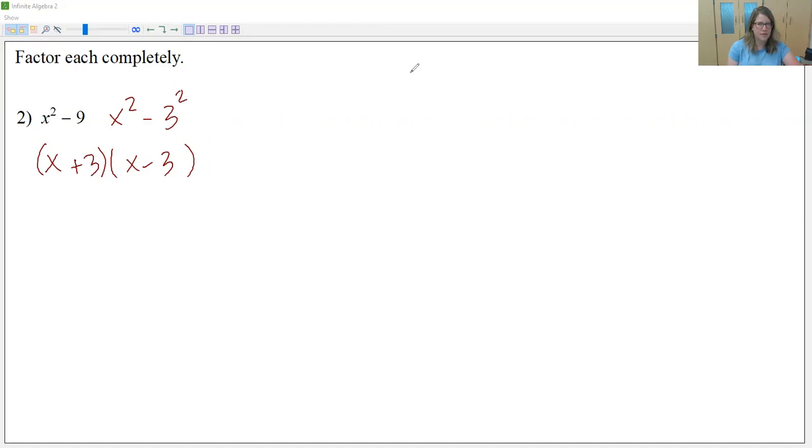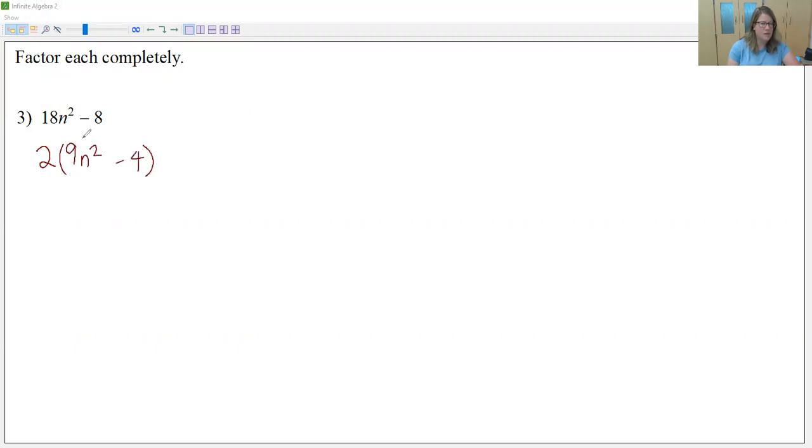So let's try another one. We've got 18n squared minus 8. Now this one looks a little different, right? 18 is not a perfect square, and 8 is also not a perfect square. But I also noticed that 18 and negative 8 both have a common factor. So I'm going to start by pulling out that common factor. The highest common factor they have is 2, so I'm going to pull a 2 out. That will leave me with 9n squared minus 4.